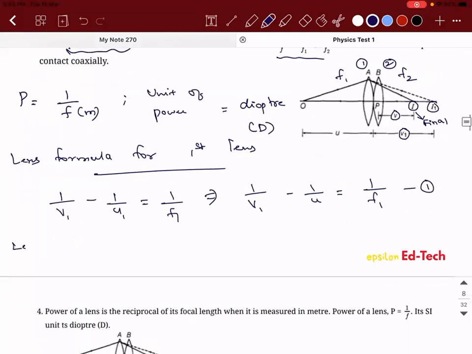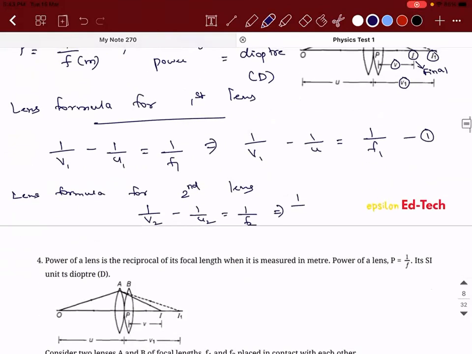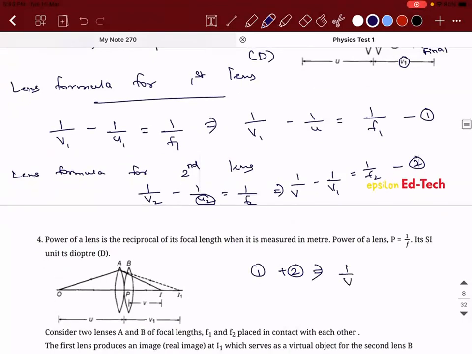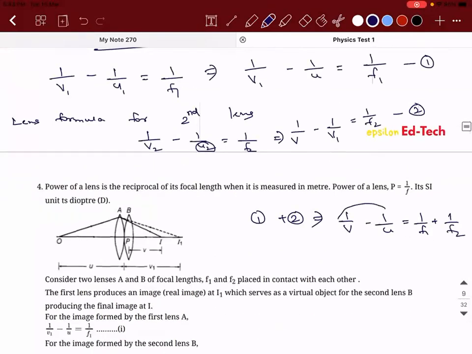Similarly, when you apply the lens formula for the second lens, you get 1 by v2 minus 1 by u2 is equal to 1 by f2, which implies 1 by v minus 1 by v1 is equal to 1 by f2. Let me call this equation number 2. If I add the first and second, I'll get 1 by v minus 1 by u is equal to 1 by f1 plus 1 by f2. This 1 by v minus 1 by u I can call 1 by f effective or equivalent focal length, which is equal to 1 by f1 plus 1 by f2.